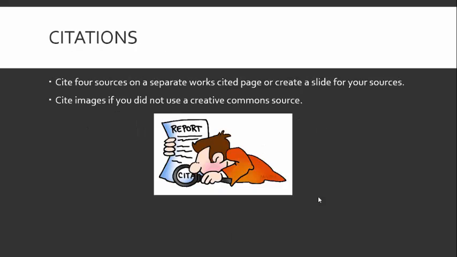Next, you need to make sure you have citations for all your information. You need to have 4 sources cited total in a partner, and 6 if you happen to be in a group of 3. You can either put these on a works cited page that you hand to me, or you could create a slide to display with all your sources.